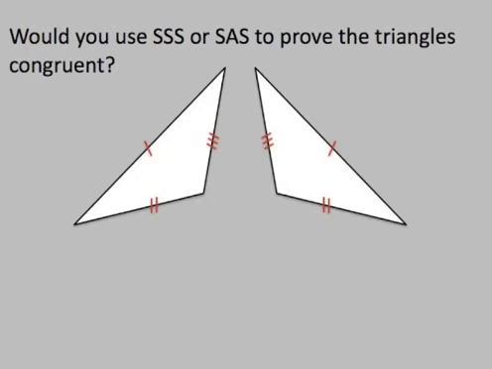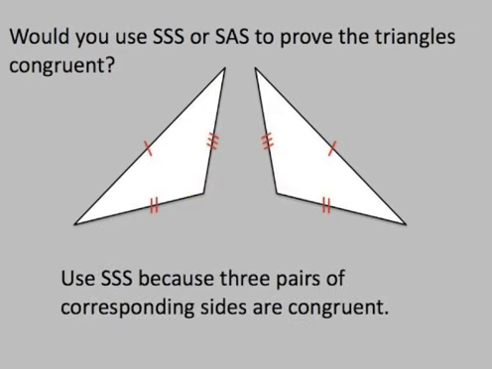So what about this pair of triangles? Would we use side, side, side, or side, angle, side to prove these triangles congruent? This one's pretty simple since we have one congruent marking here and one here, so these two sides are congruent. We have two congruent markings here and two here, so this side is congruent to this side. And we have three congruence markings here, so these two sides are congruent as well. So we could use side, side, side because we have three pairs of corresponding sides that are congruent.